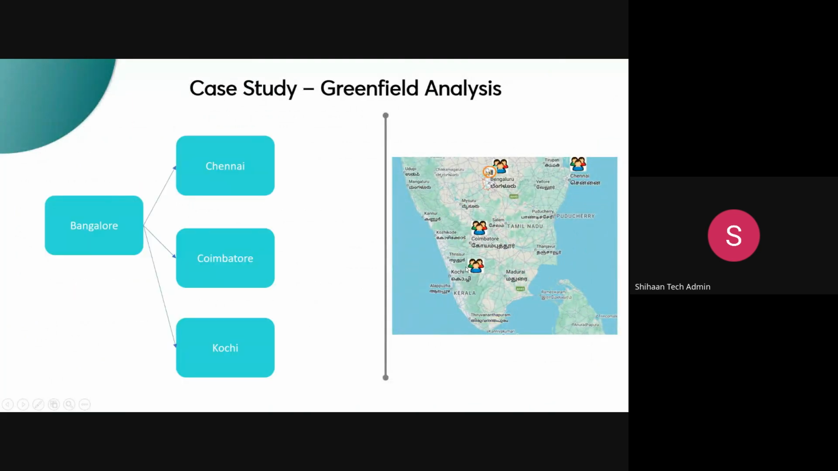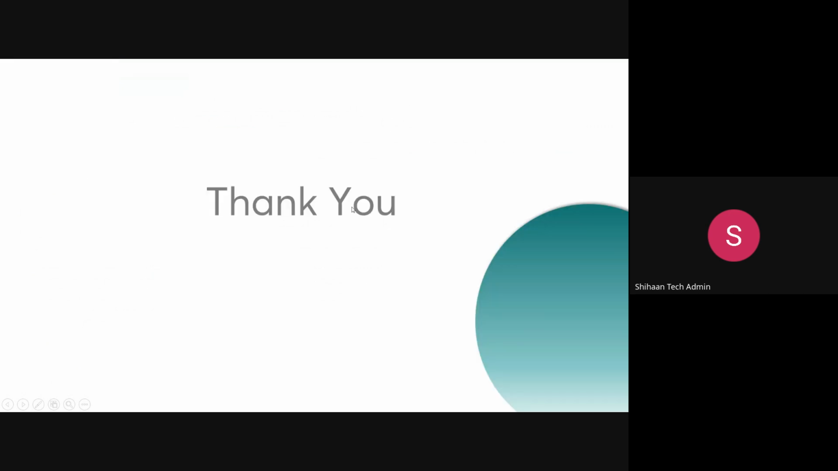Now the model gives us this answer. So this is your optimized logistics, basically the distribution channel setup in Bangalore. So from Bangalore, you are delivering to Chennai, Coimbatore, and Kochi, and of course in Bangalore, with the minimum transportation cost. So this is how you can do a simple case study or a greenfield analysis with the help of an optimization model in supply chain. Any questions, guys?